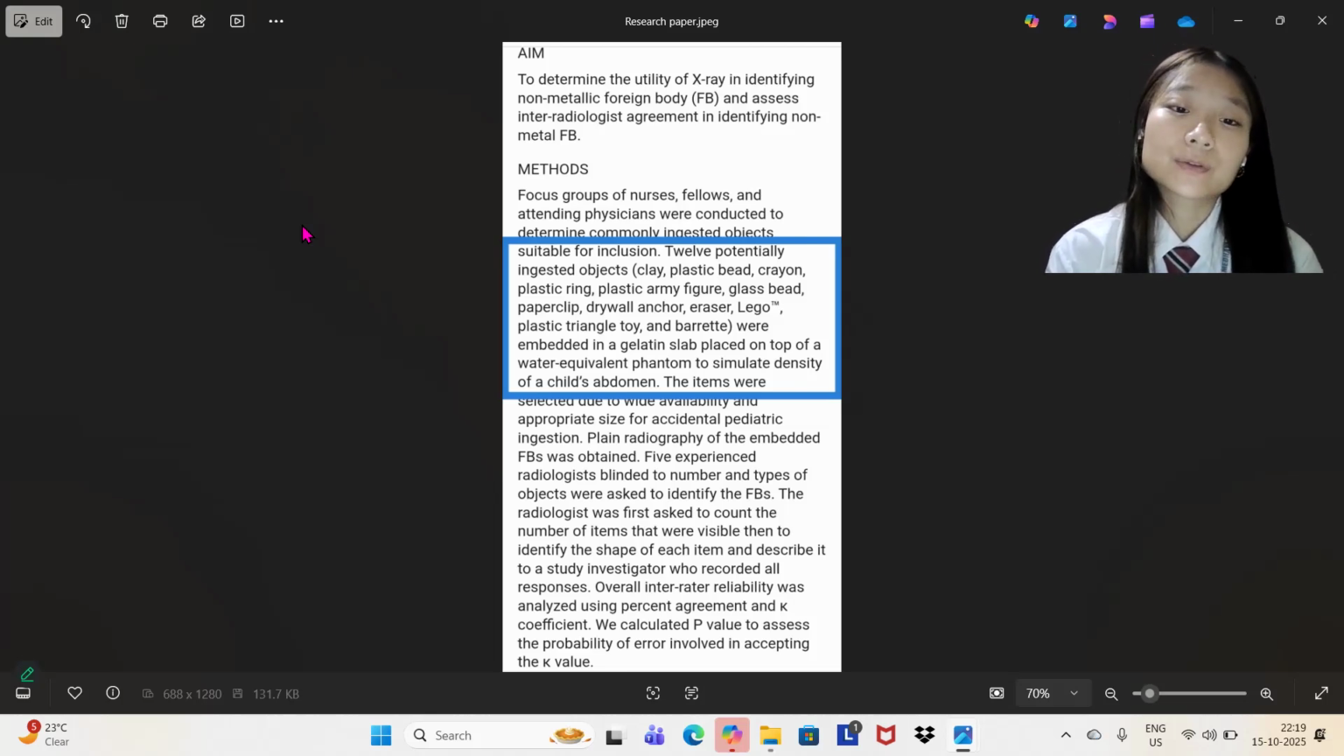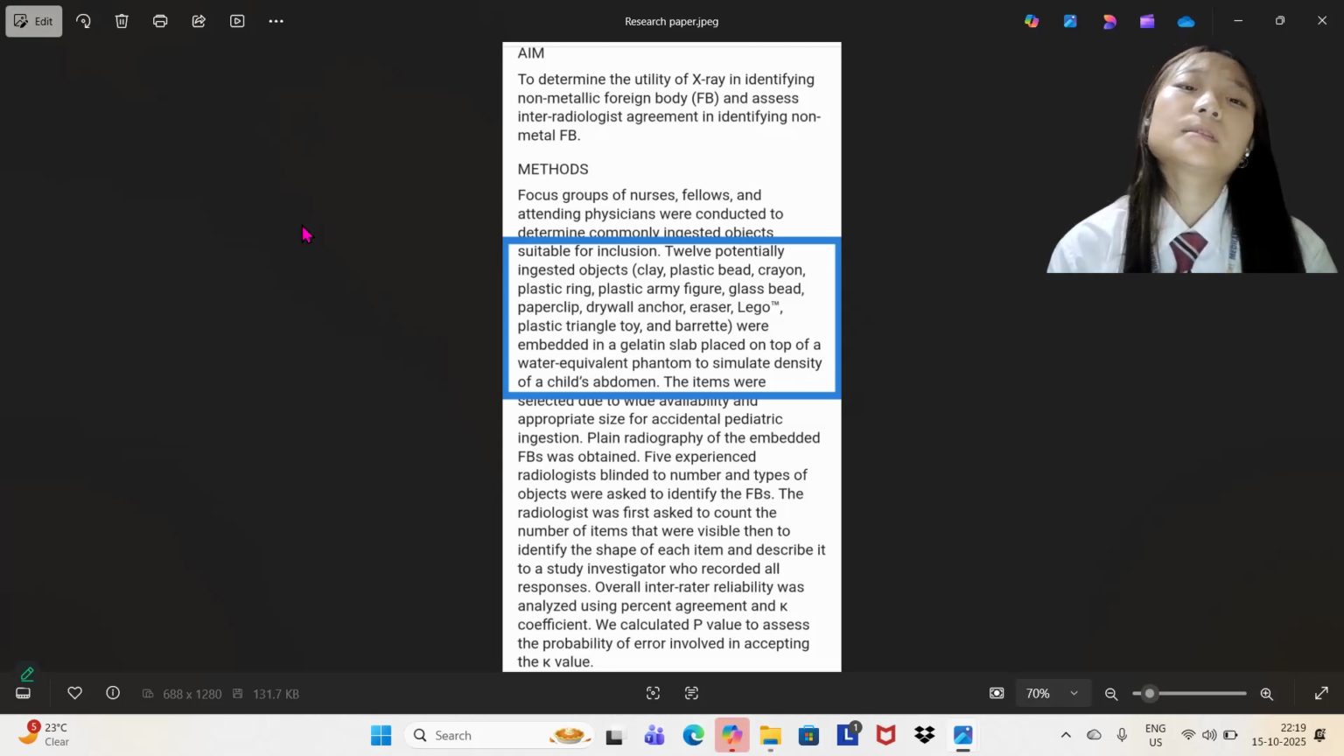This clearly shows the limitation of X-ray when it comes to radiolucent materials. The study therefore suggested using CT scan or ultrasound when X-ray results are not clear.